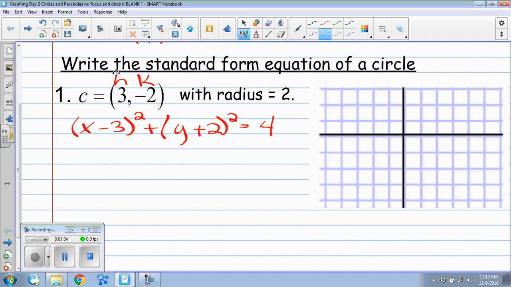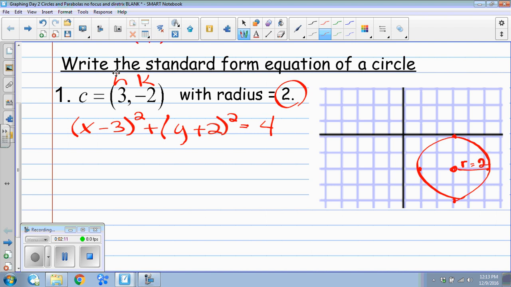So now the center's not at (0, 0), because that's the parent graph. The center is now at positive 3, negative 2. So it's right here. The radius is 2. So from the center, we're going to go up, down, left, and right 2 units. Okay? So up 2, left 2, right 2, and down 2. And then we'll roughly sketch that circle. You always want to label the radius in that circle. So that's a semi-proper graph of that circle.